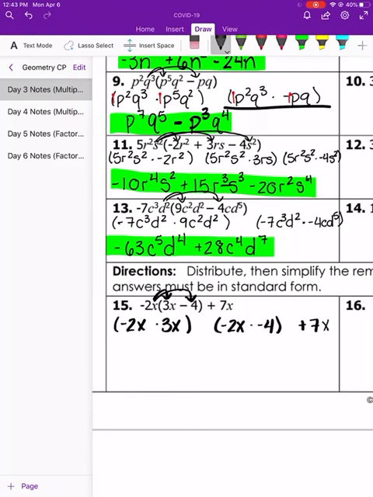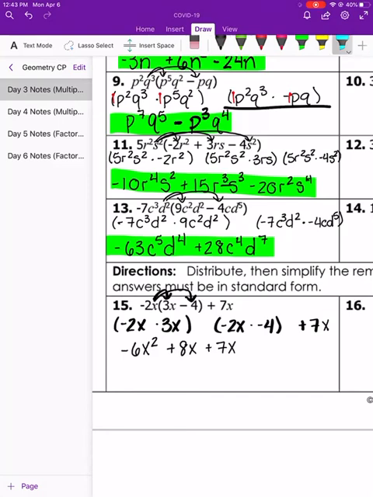So negative 2 times 3 is a negative 6. And then x to the first and x to the first will give me x squared. For my second one, negative 2 times negative 4 is a positive 8. And then I just have that 1x, so positive 8x. And then I'm going to go ahead and bring down this plus 7x. Okay.